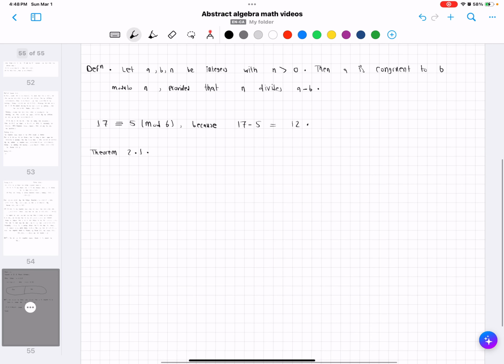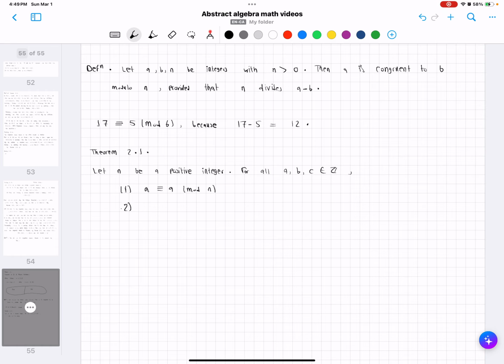Theorem 2.1. Let n be a positive integer. For all a, b, and c inside of Z, we have that, first, a is congruent to a mod n.